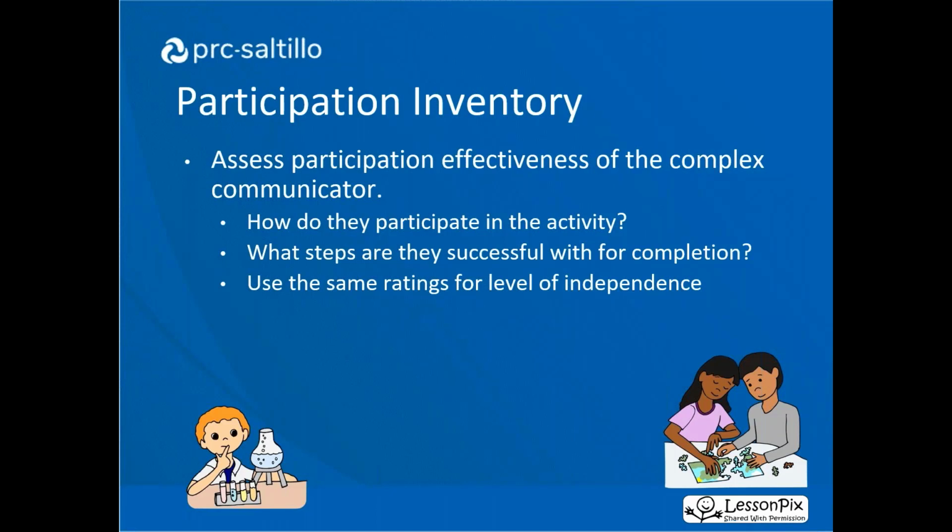So again, getting this baseline information without a system, what are we missing? What does this child, this young adult, whoever they are, need to be successful to communicate and participate in this activity?